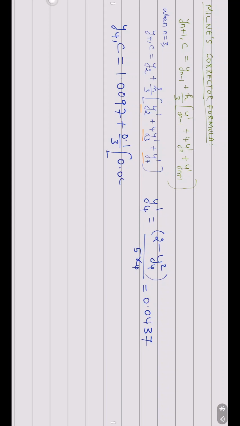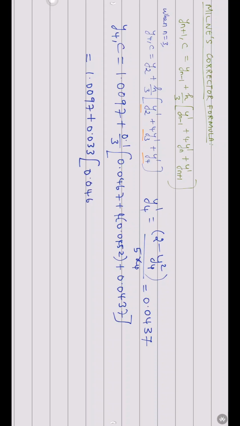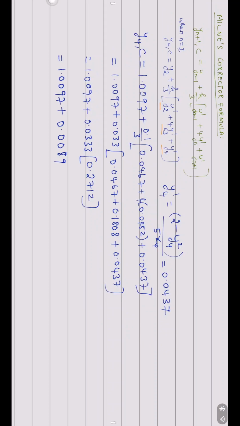Taking h equal to 0.1 and substituting the values of y2, y2 dash, y3 dash and y4 dash in Milne's corrector formula, we arrive at the corrected value of y4. After substitution and on solving Milne's corrector formula, we arrive at y4, c, which will be equal to 1.0187.